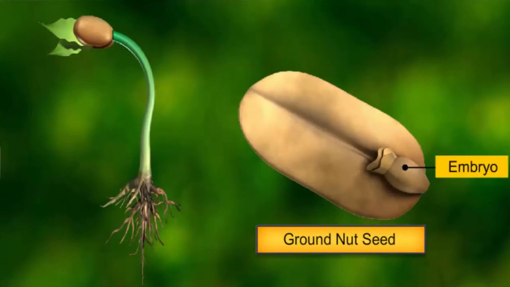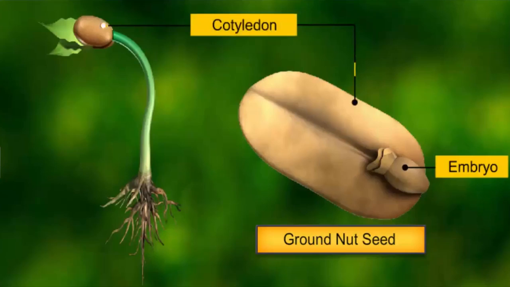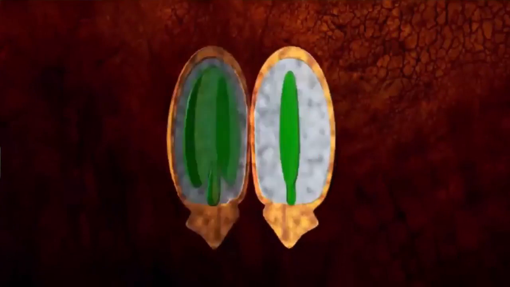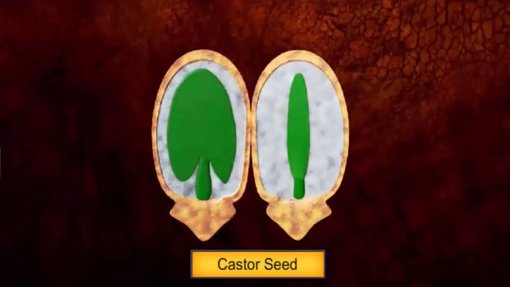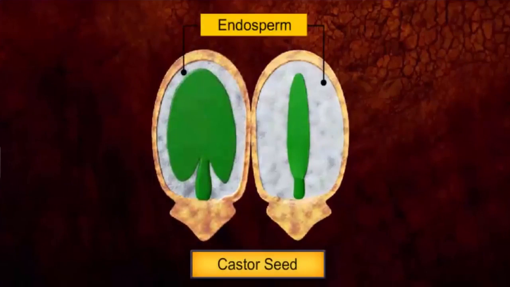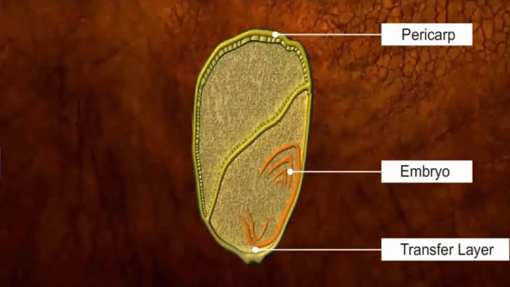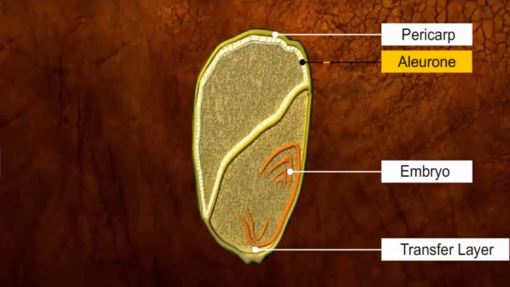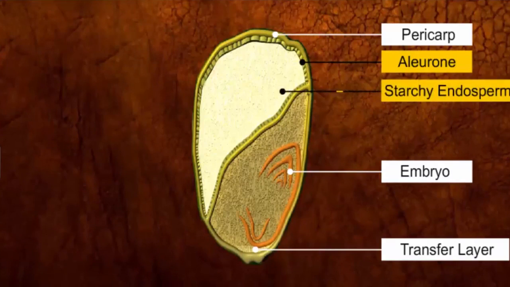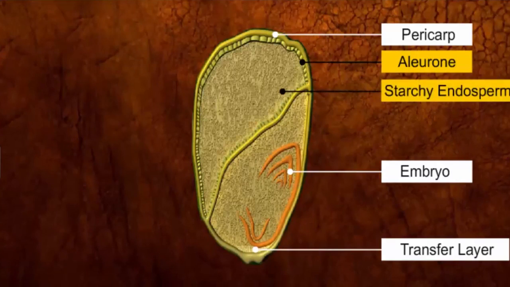When these seeds germinate, the cotyledons or seed leaves become the source of nutrition for the embryo. However, in mature seeds of castor, we see that the endosperm is retained as a storage tissue. In the case of cereals, the aleurone layer, which forms a part of the endosperm, stores food as well as secretes amylase enzyme for the digestion of stored starch during germination of the seed.